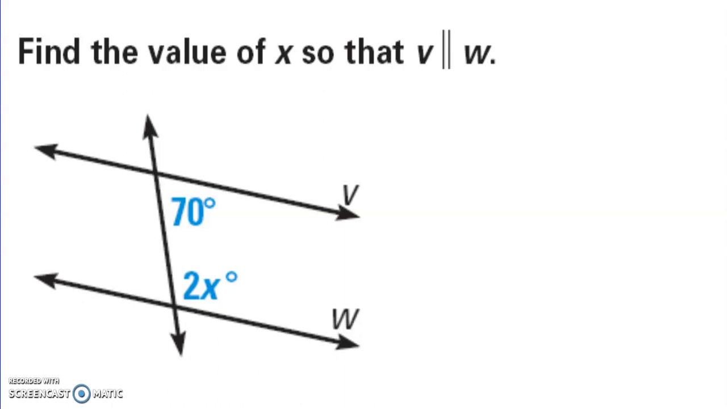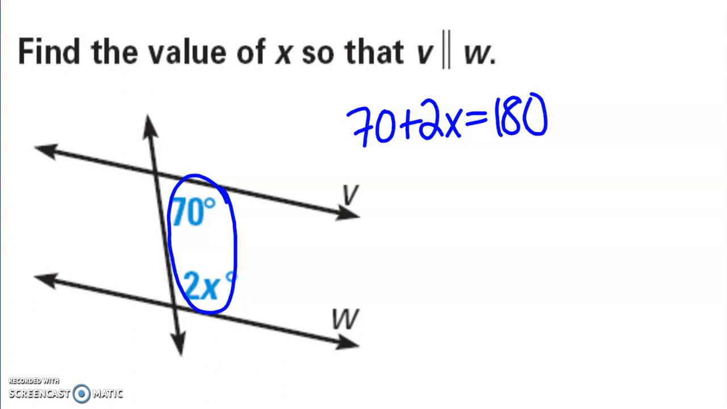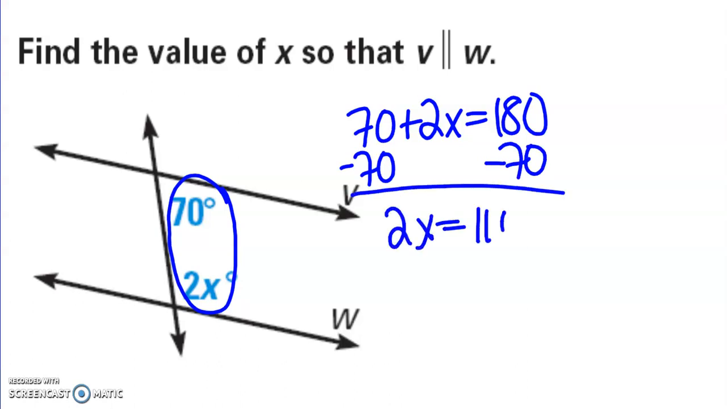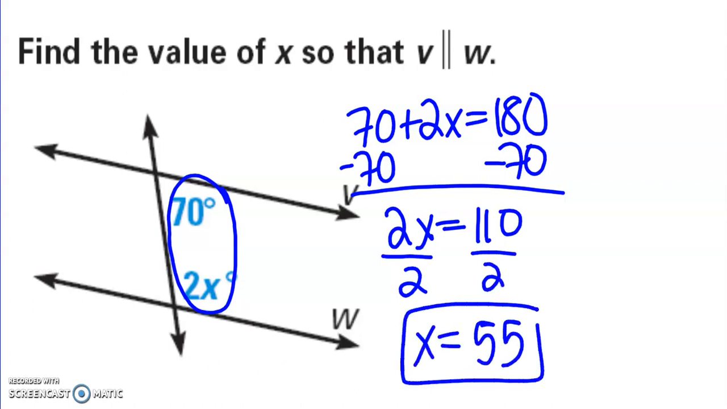Same thing here. Find the value of x so that V is parallel to W. So we're going to add these same side interior angles together, and they're going to equal 180 because they're supplementary. So 2x equals 110. Divide both sides by 2, and we get x equals 55. So if x is 55, then this angle measure is 2 times 55, which is 110 degrees, and we know 110 plus 70 degrees would make these same side interior angles supplementary, which in turn would make V parallel to line W.